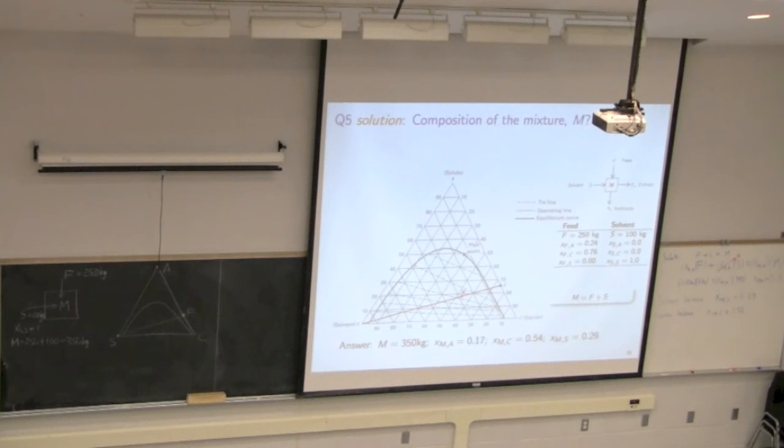Did anyone use the lever rule to try and find point M? Okay, so we could also use that. It's fairly straightforward to do that. What you say is mass of S, the mass of solvent, that's something that you know, divided by the mass of the feed, that's also something that we know. Okay, what length is mass S equal to? So it's the ratio of two lengths. Mass S is equal to, what else is on the numerator? MF. Okay, mass of F.